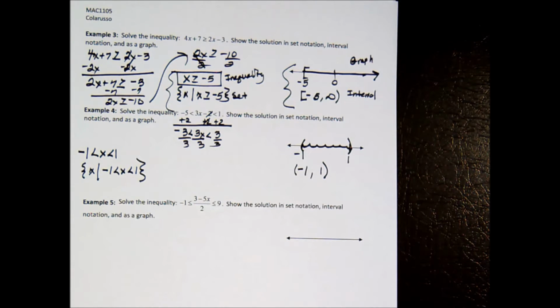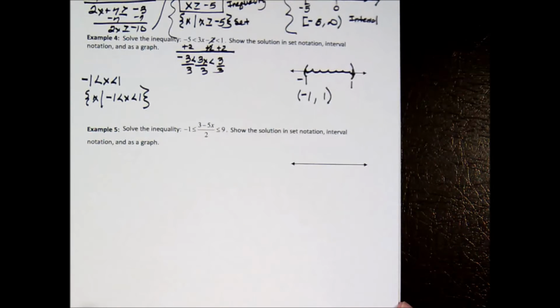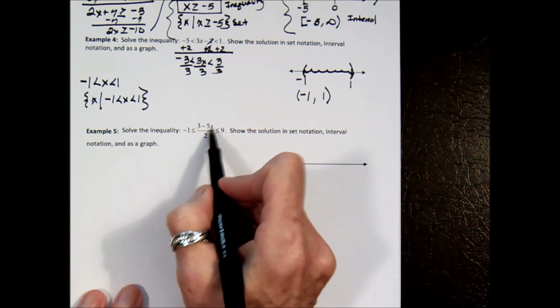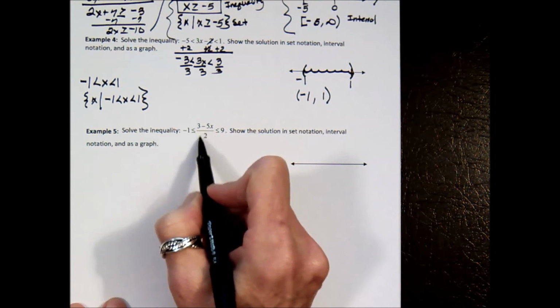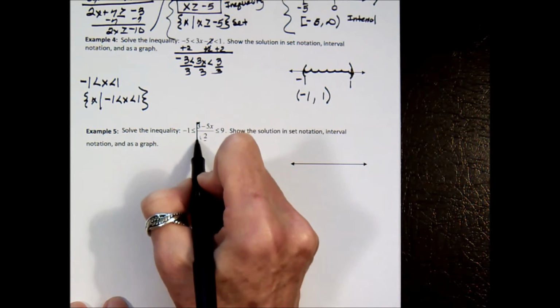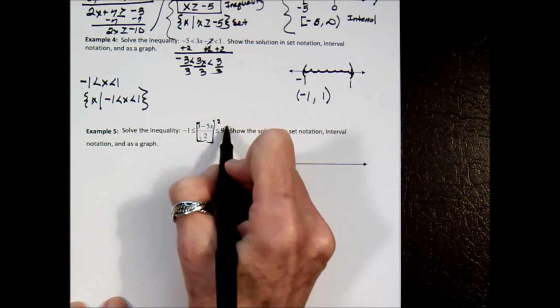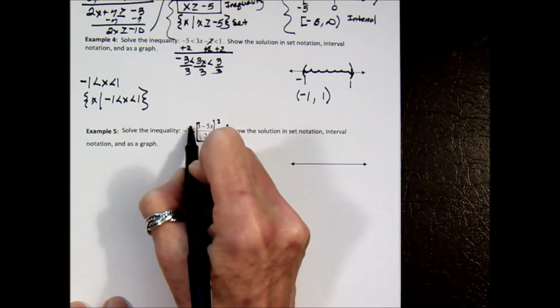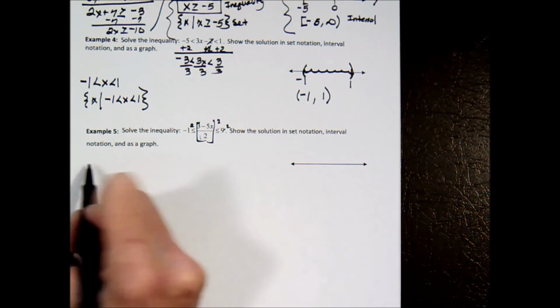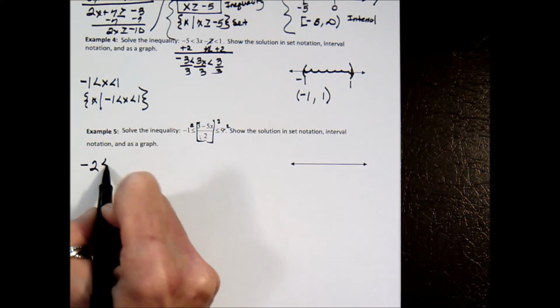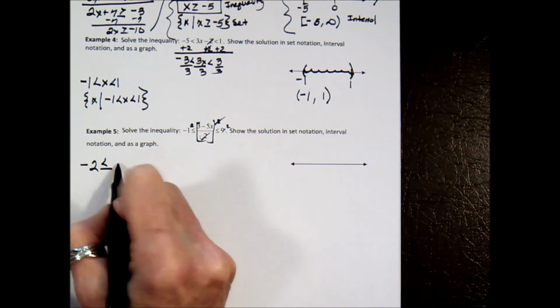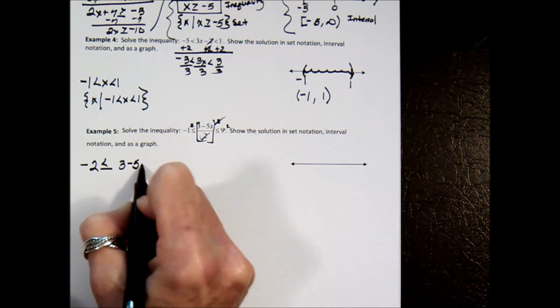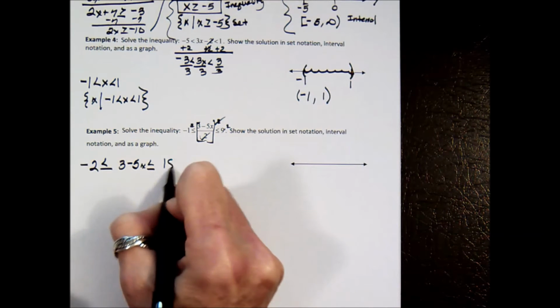All right, let's look at this last one. This last one is a little bit tricky. The x is in the middle. It's a compound inequality, but I have a fraction. So we always get rid of a fraction first by multiplying each term by the LCD. So that gives me negative 2 is less than or equal to, those cross cancel, 3 minus 5x is less than or equal to 18.